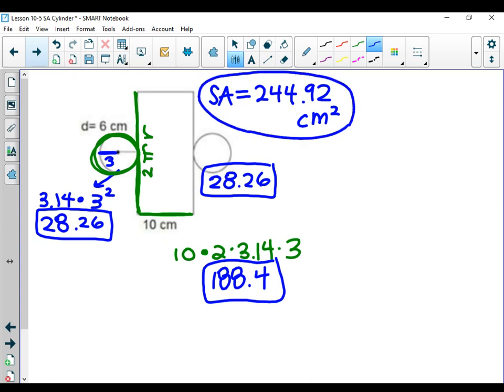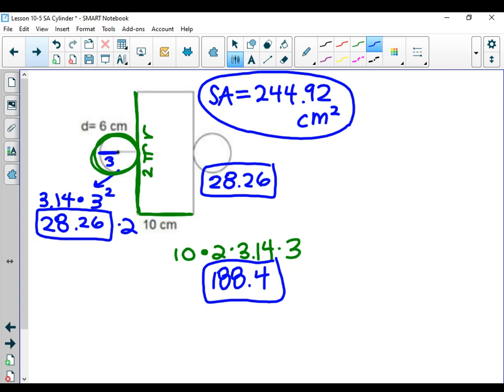Shout now if you don't know how to get 244.92. Since the cylinders are the same, could you just do times 2? The circle part? Yeah. Since you just do this times 2, and then plus 188. As long as you're careful about it. So basically, don't type in all of the numbers all at one time. Find your 3 separate numbers and then add.